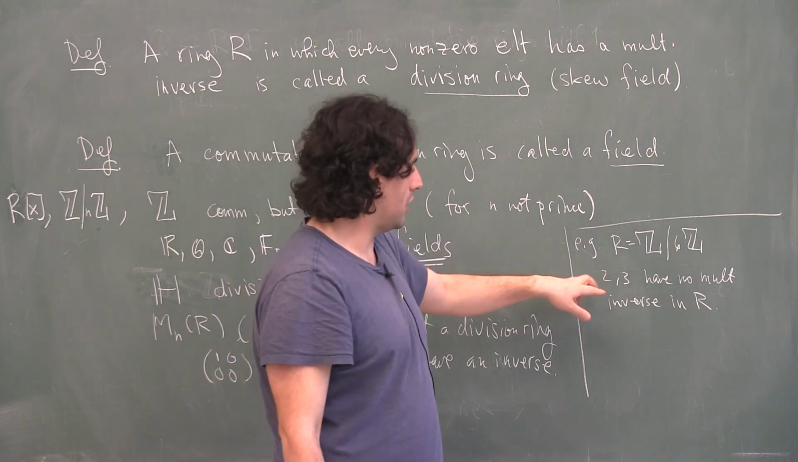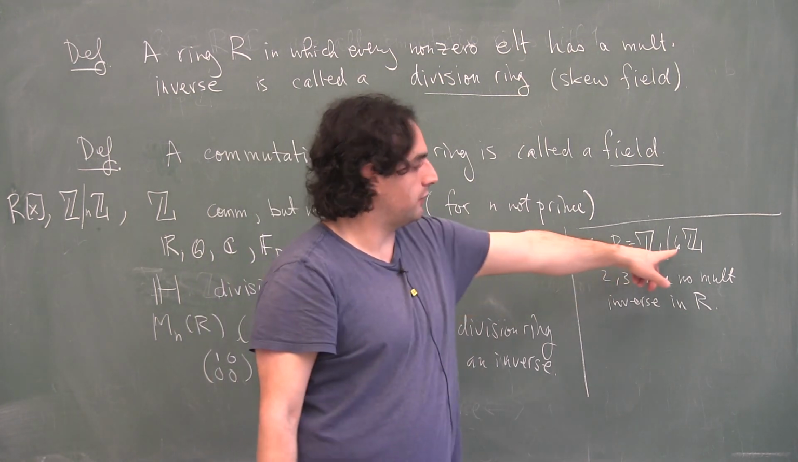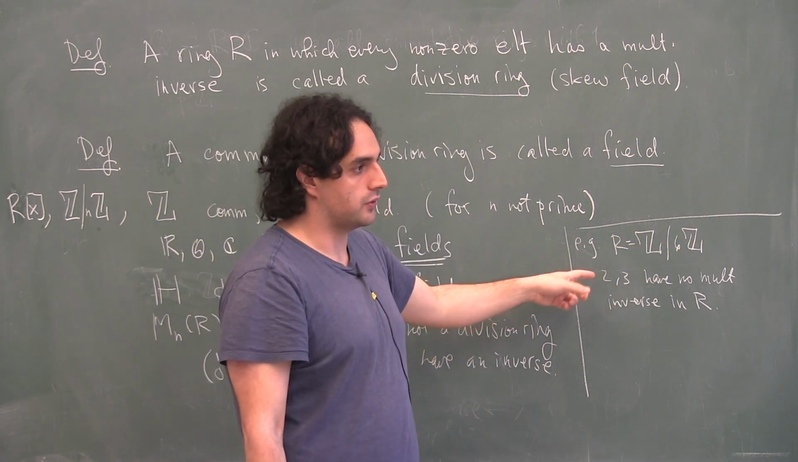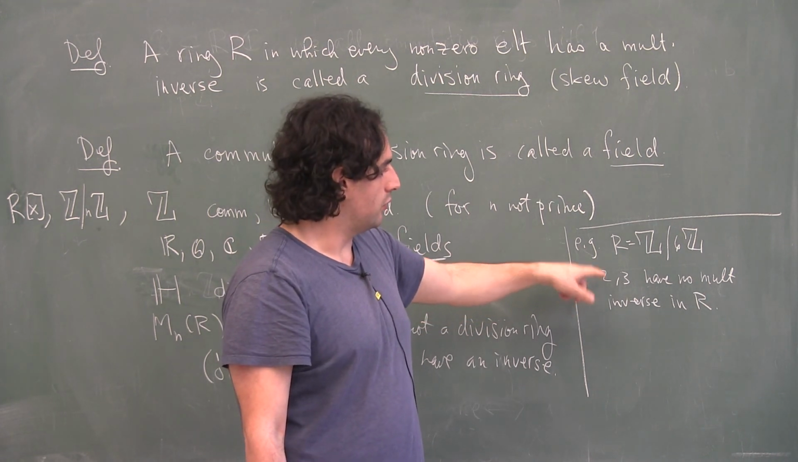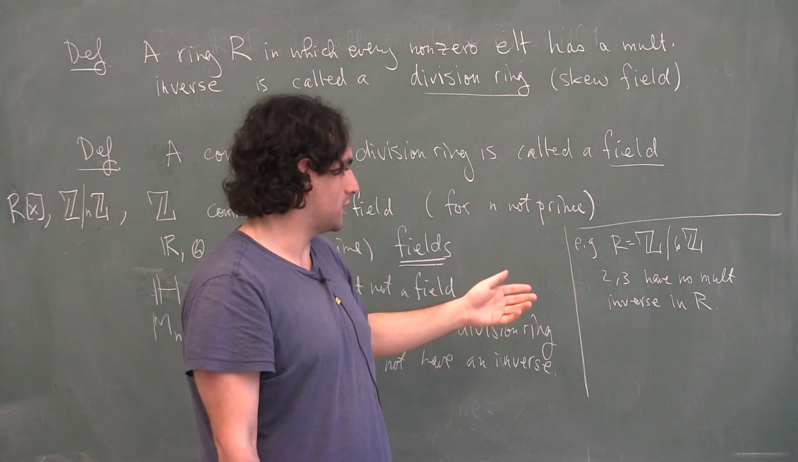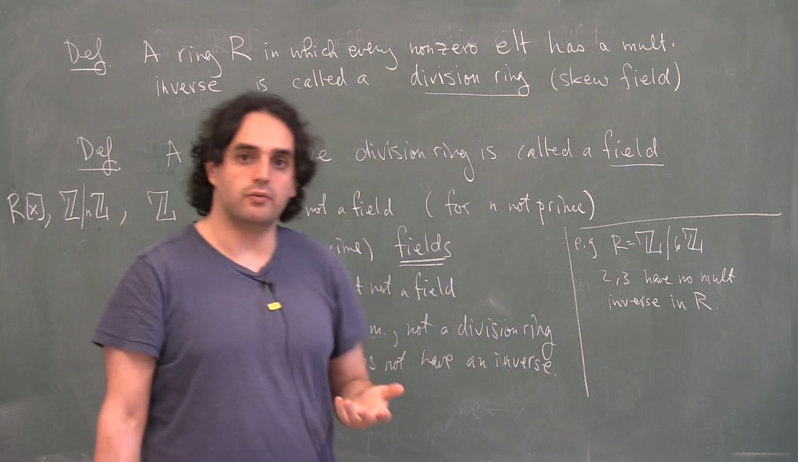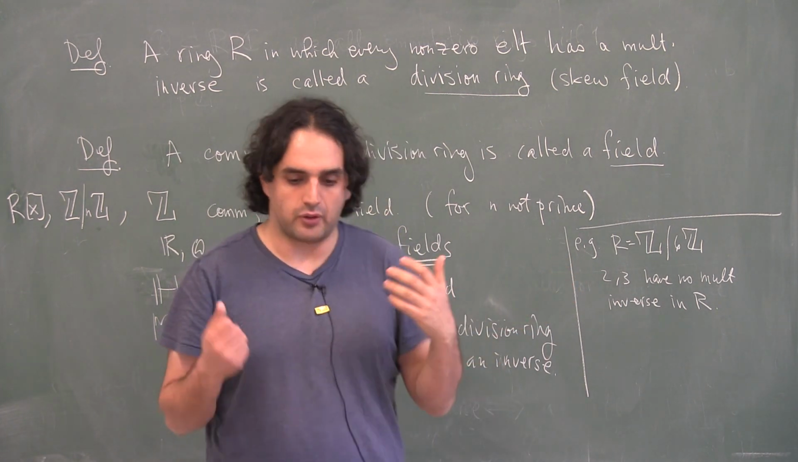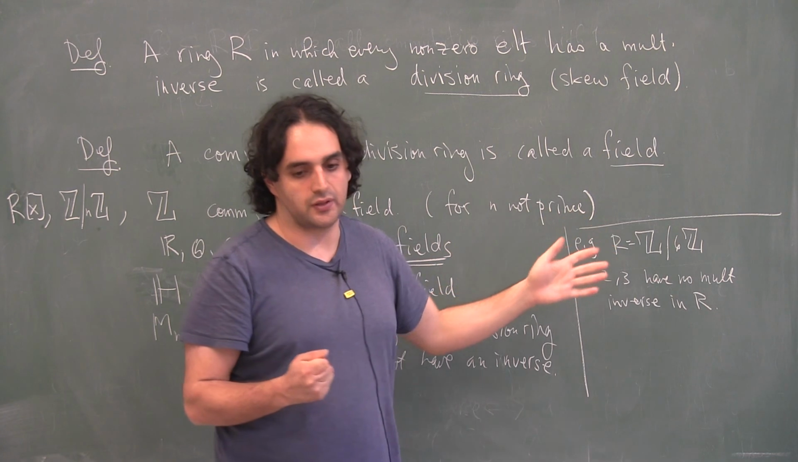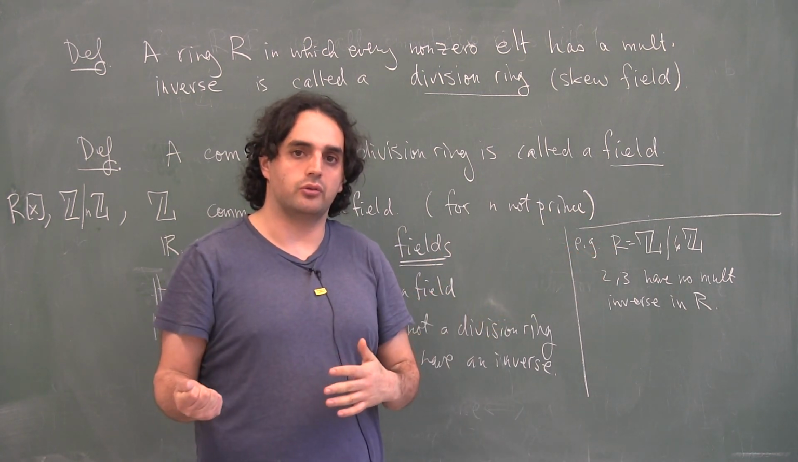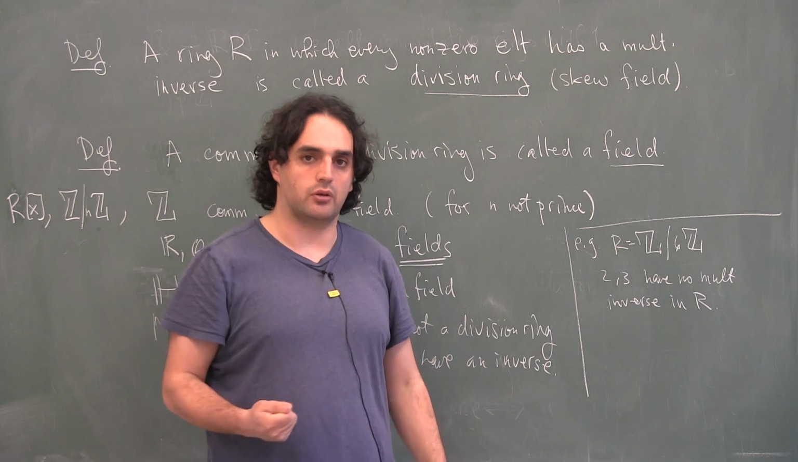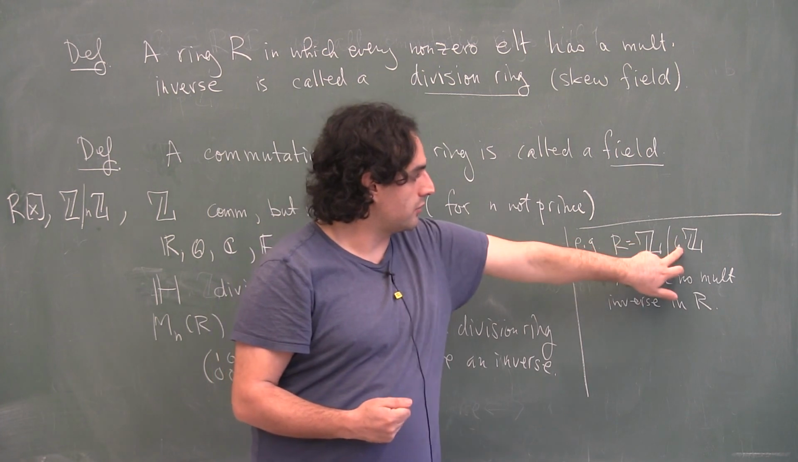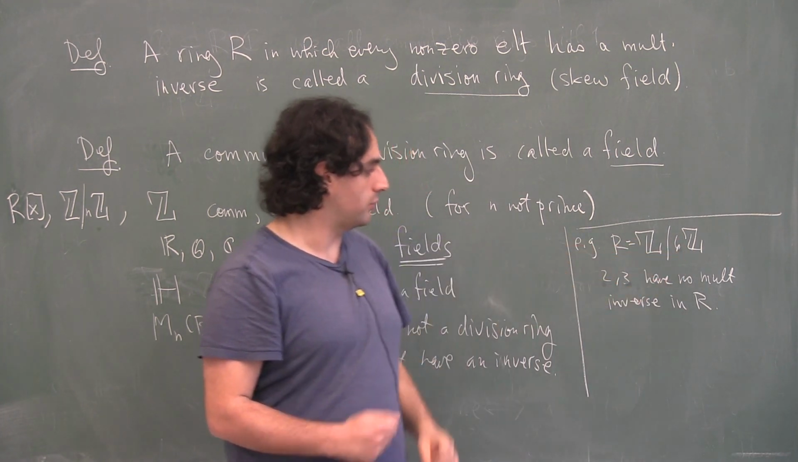Well, 2 is not relatively prime to our modulus 6. So if we had an inverse, it would mean that 2 times x would be congruent to 1 modulo 6. But 2 times x is always even. Okay? So in particular, if I have something that is 1 modulo 6, it is 1 modulo 2, and so it's odd. So 2x can never be congruent to 1 modulo 6. So 2 has no inverse, and similarly, because 3 is not relatively prime to 6, 3 has no multiplicative inverse in R.